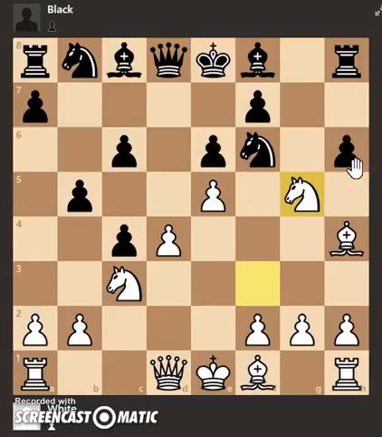And at this point, black is sort of pressed to take, because if he doesn't immediately take, it can lead to a weaker position.